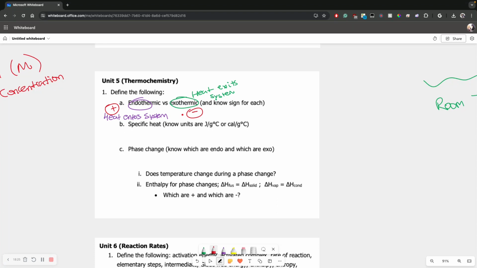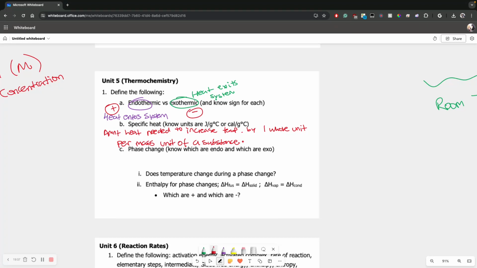For specific heat, that is the amount of heat required, amount of heat needed to increase temperature by 1 whole unit per mass unit of a substance. So it's the amount of heat it needs to raise the temperature by 1 whole number unit per mass unit of a substance.